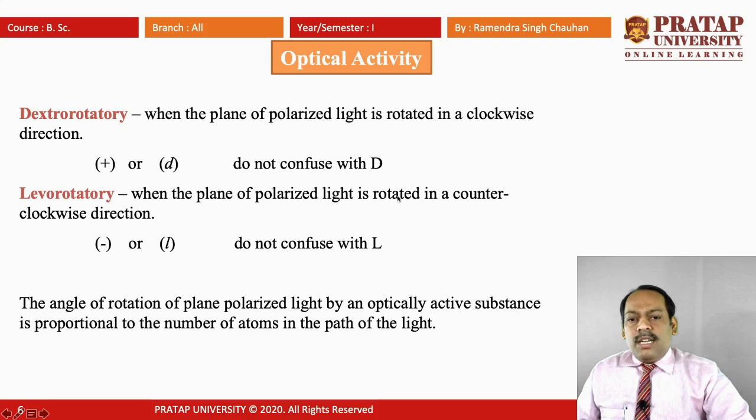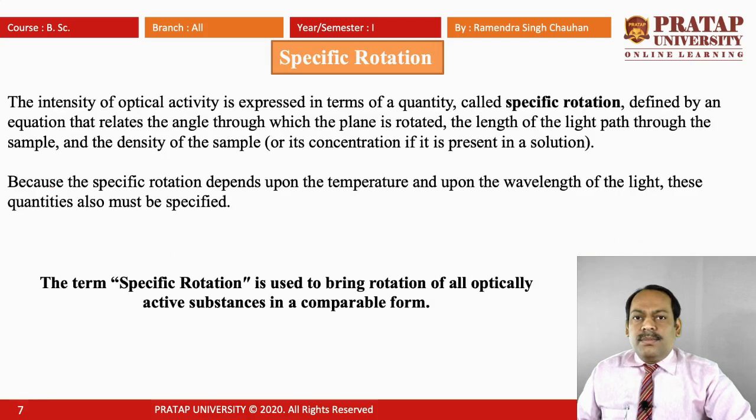Levorotatory is when the plane polarized light is rotated in a counterclockwise direction, opposite to the clockwise, and we can say this is left-handed rotation. The rotation of plane polarized light by an optically active substance is proportional to the number of atoms in the path of the light, that is, it depends on the length of the optically active substance, because when the length is high, the particles which interact are large.